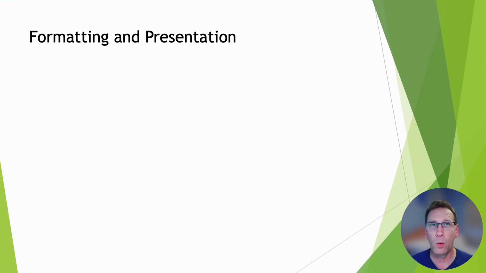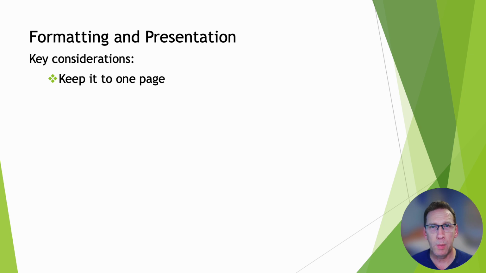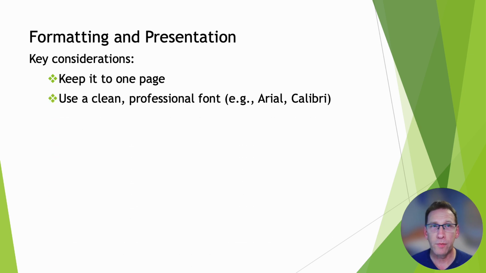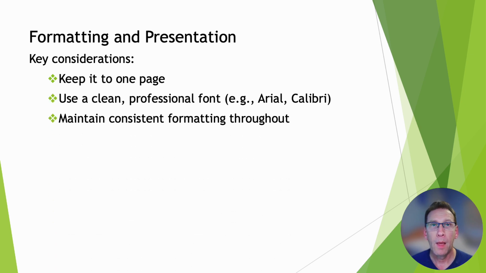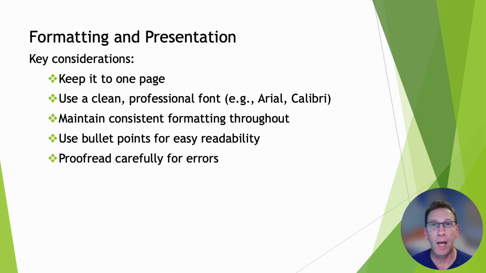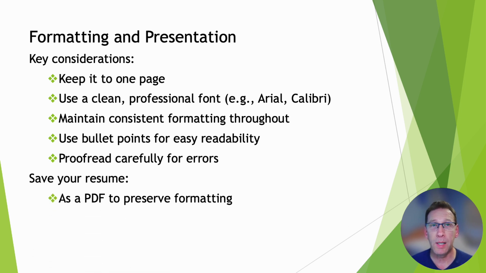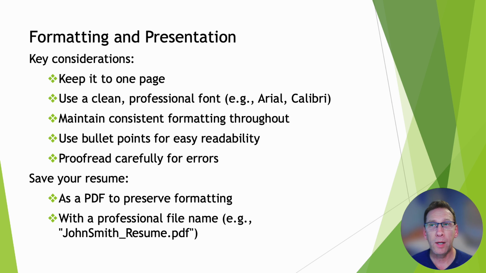Now, as far as formatting and presentation, here are some key considerations. Keep it to one page. Use a clean and professional font like Arial or Calibri. Maintain consistent formatting throughout. Use bullet points for easy readability. Proofread carefully for errors. And when you save your resume, you can save it as a PDF to preserve the formatting and use a professional file name, for example, johnsmith_resume.pdf.